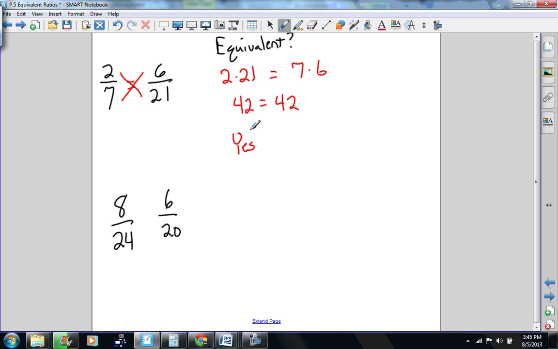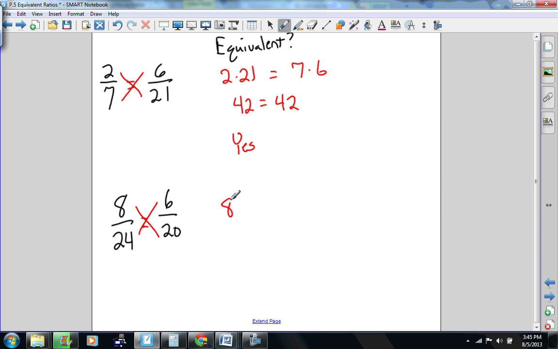Now, I will tell you this 100 times before the end of the year. We call this cross multiplication, and you can only do cross multiplication with an equal sign. Okay? If you're multiplying fractions like this, 2/7 times 6/21, you do not do the cross method because there's no equal sign. Okay? So here, we're trying to see if these are equal, so we can do cross multiplication as well.